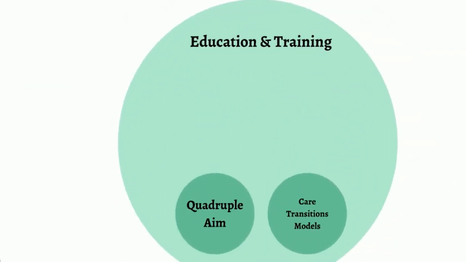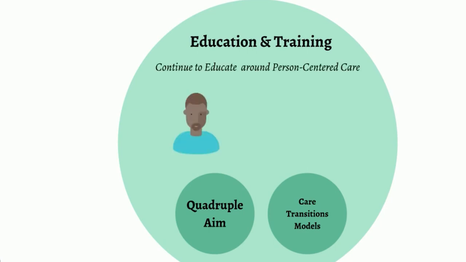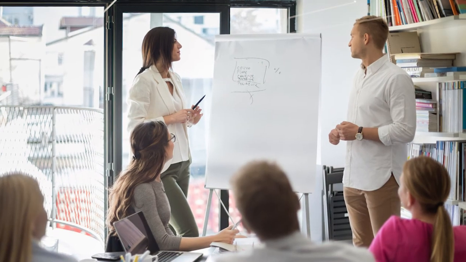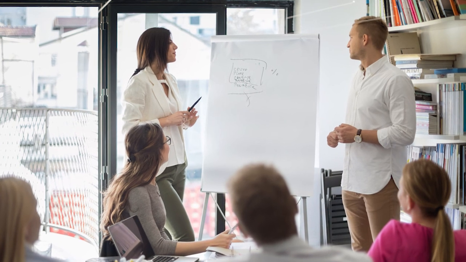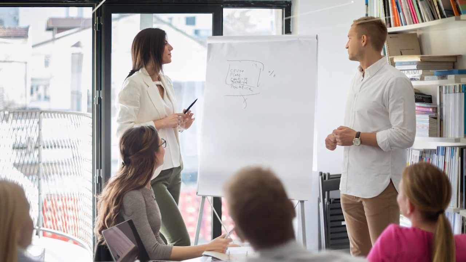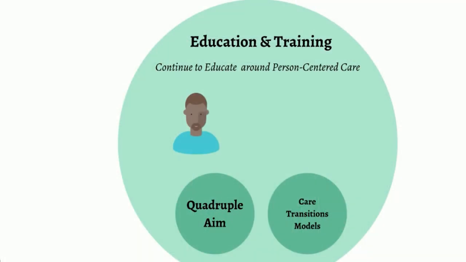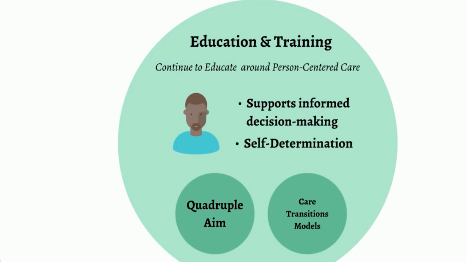Education and training. Education and training for providers, and when appropriate, the person and those important to the person, is crucial to the process. Including the principles of person-centered care in the education and training of all healthcare providers contributes to the provider's understanding of and commitment to providing person-centered care, including consistent recognition and maintenance of the person's autonomy. Informed decision-making and self-determination is supported by health education for people receiving care and those important to them.